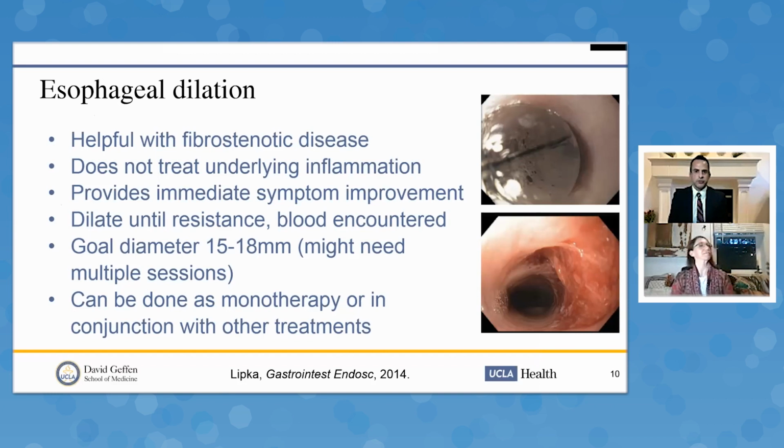If you try to go for too much in one shot, you're more likely to put them at risk for perforation. But dilation can be considered as monotherapy, but it can also be used in conjunction with other therapies. So I like to think of it as a way to get people out from behind the 8 ball with regard to their symptoms, and then allow for some other type of therapy, whether medication or diet, which Nancee will talk about, to prevent further stricture recurrence.